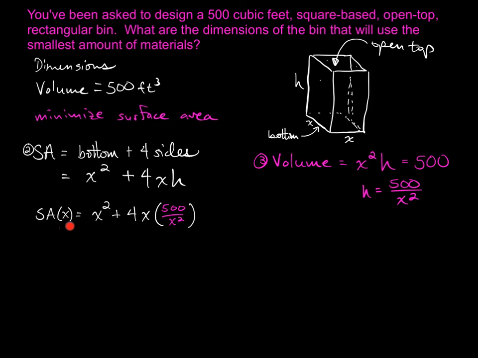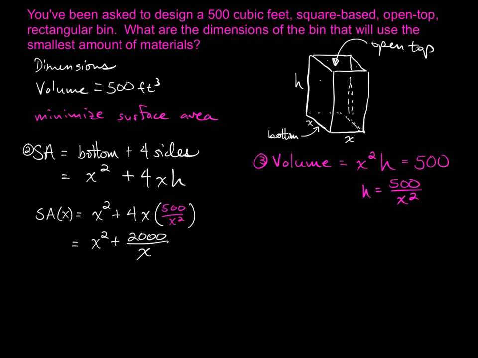The surface area only in terms of x is x squared plus 4x times 500 over x squared. So we can simplify this a little bit. If we simplify this, this will give you x squared plus 2,000 over x. So reduce an x with one of the x's in the denominator, leaving you with an x in the denominator. 4 times 500 is 2,000. Cool, so now we have this equation.